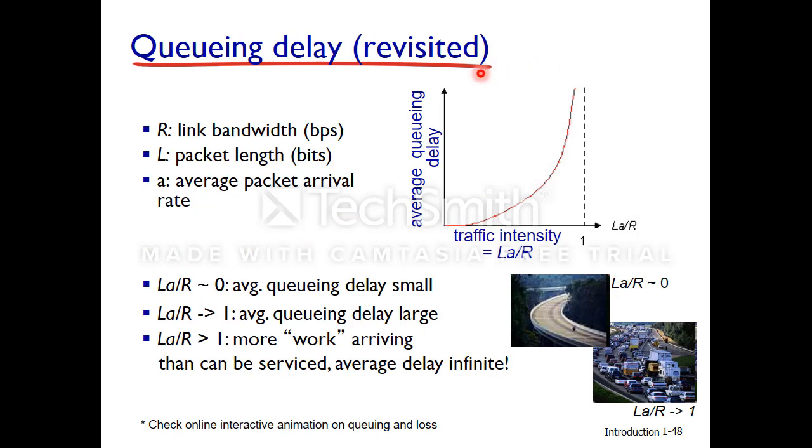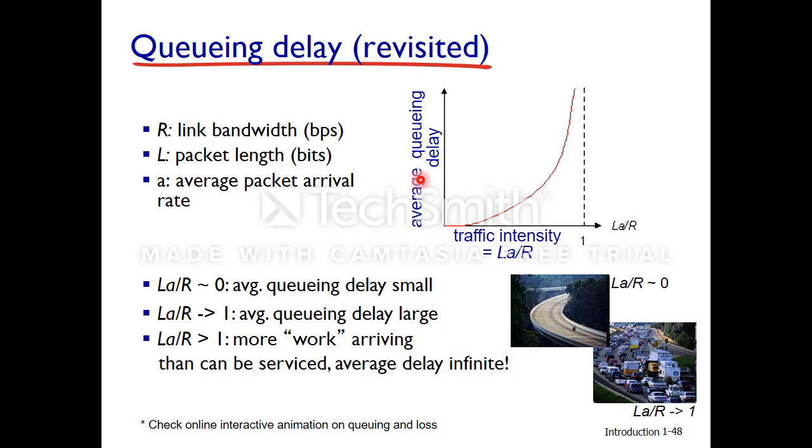So let's look at this plot to show what queuing delay looks like. Given a link bandwidth of rate R bits per second, a packet of length L bits, and a being the average packet arrival rate, traffic intensity is a way of capturing the load, if you would. So if the traffic intensity La over R is close to 0, the average queuing delay is small.